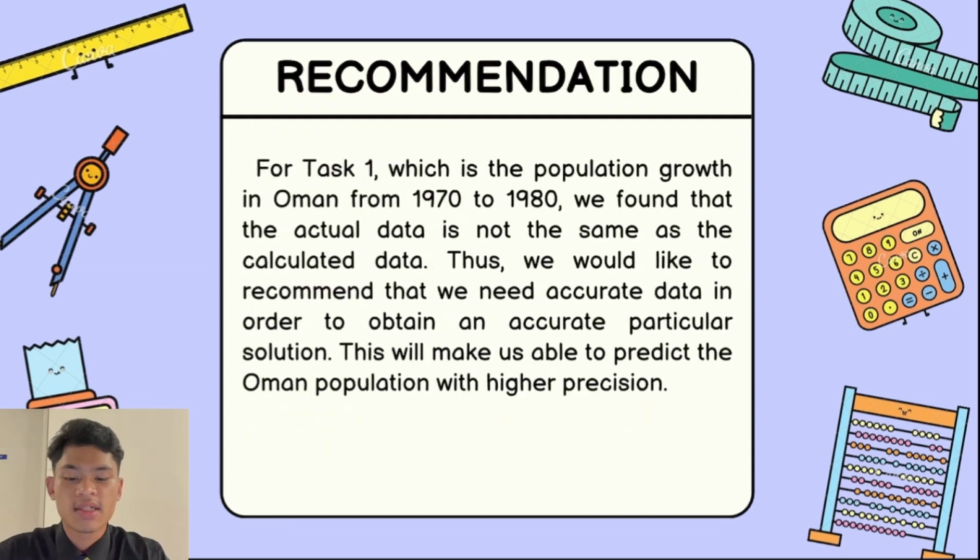For the recommendation, Task 1, which is the population growth in Oman from 1970 to 1980, we found that the actual data is not the same as the calculated data. Thus, we would like to recommend that we need accurate data in order to obtain an accurate particular solution. This will make us able to predict the Oman population with higher precision.